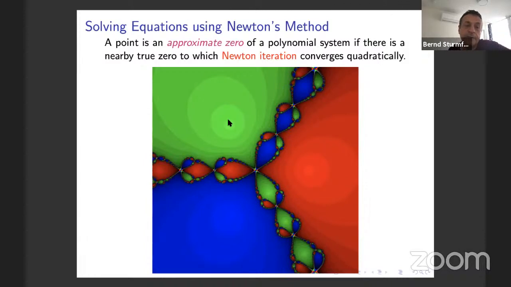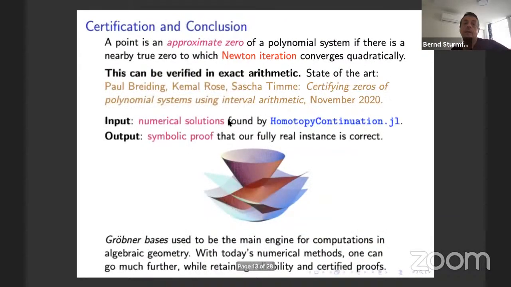And the problem with this definition is that you need a theorem to check whether something is an approximate zero. Now, this leads us to the concept of certification. So here's the definition again of approximate zero. The amazing thing is that we can verify in exact arithmetic whether a proposed nearby zero is an approximate zero. So you start with the polynomial system. By any method whatsoever, you compute some numerical points that you believe are close to the true solutions.